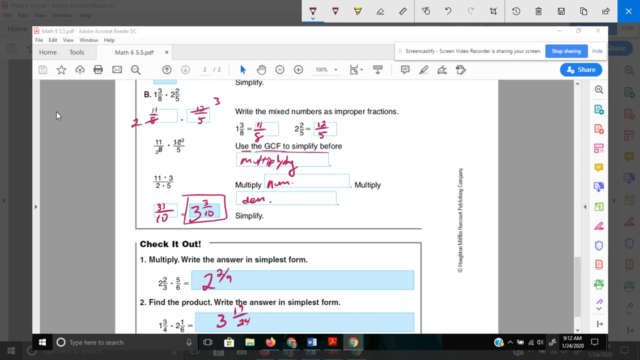All right, that does it for lesson 5 here in multiplying mixed numbers. Again, the biggest thing, make sure you can go from a mixed number to an improper fraction. Let me know if you have more questions, and I'll do my best to help.